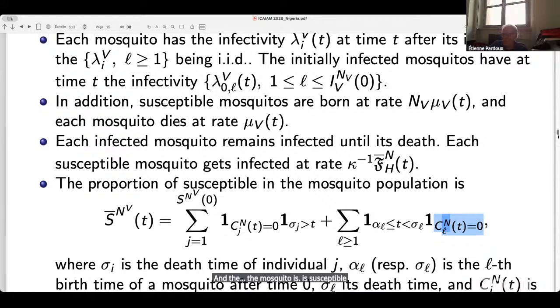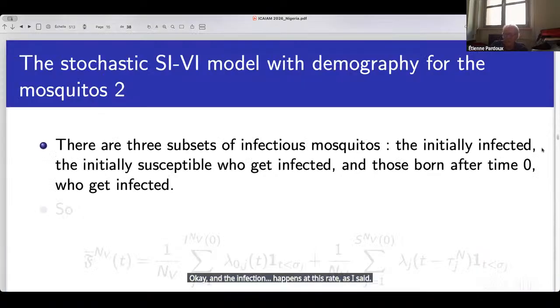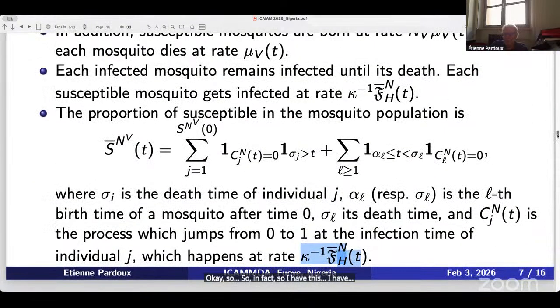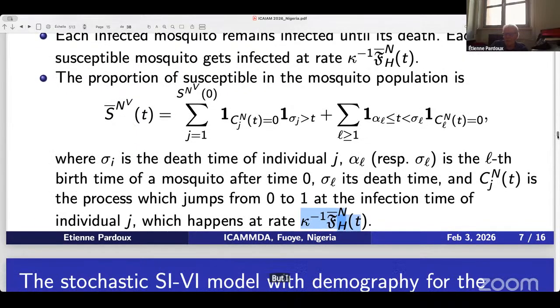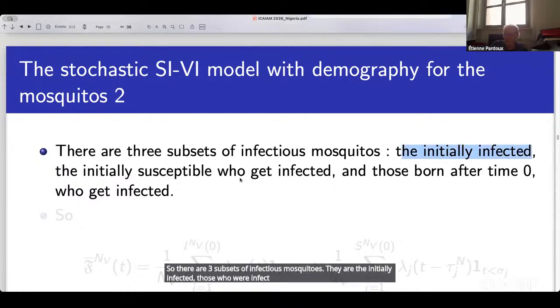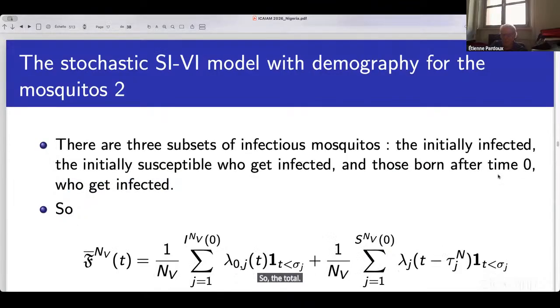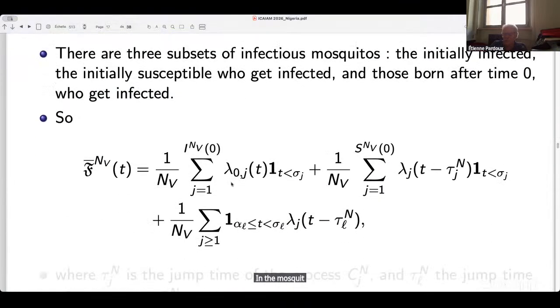and the mosquito is susceptible as long as it has not been infected. Okay, and the infection happens at this rate, as I said. In fact, I have told you the proportion of susceptible, but I have to tell you what is the force of infection of the mosquitoes. So there are 3 subsets of infectious mosquitoes. There are the initially infected, those who were infected at time 0. There are the initially susceptible who get infected at some time, and then those who are born after time 0 and who get infected. So the total force of infection in the mosquito population is the sum of 3 terms.